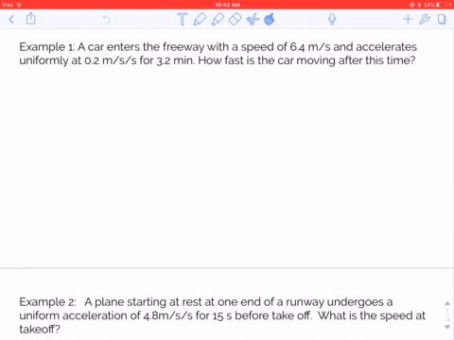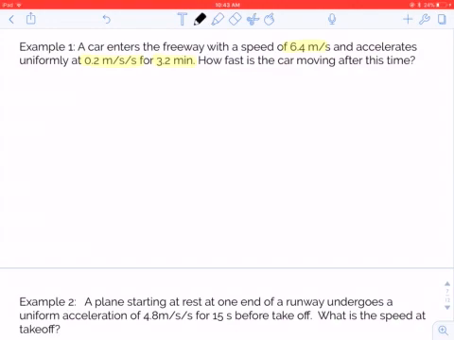Okay, so example 1. A car enters the freeway with a speed of 6.4 meters per second and accelerates uniformly at 0.2 meters per second squared for 3.2 minutes. How fast is the car moving after this time?